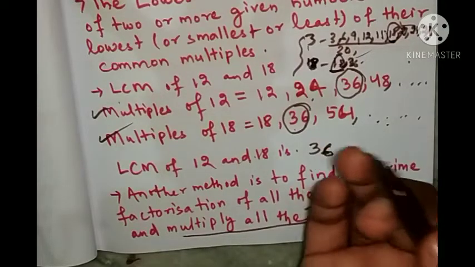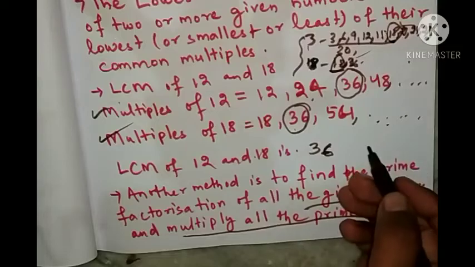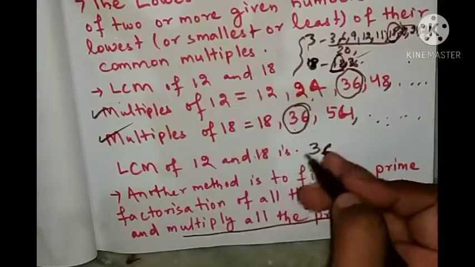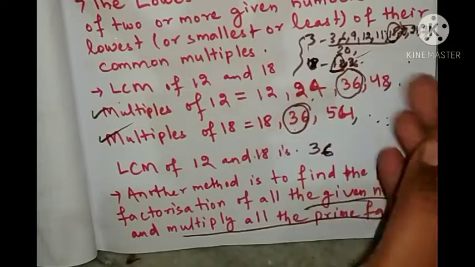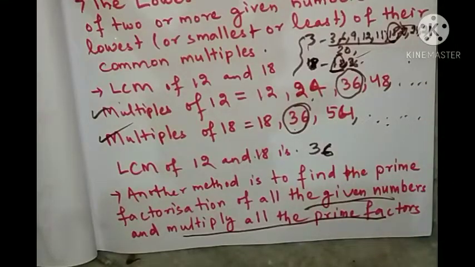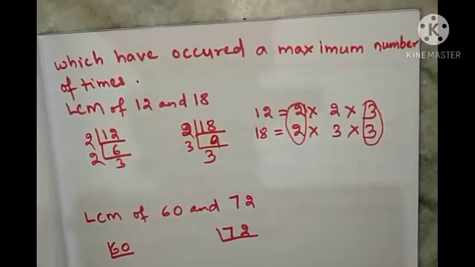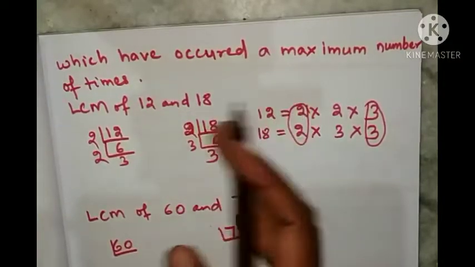And you have to multiply all prime factors. But in HCF, what did we used to do? We found only the common factors, then we multiplied them. But here we have to multiply all the prime factors. So look here at which factors have occurred the maximum number of times.